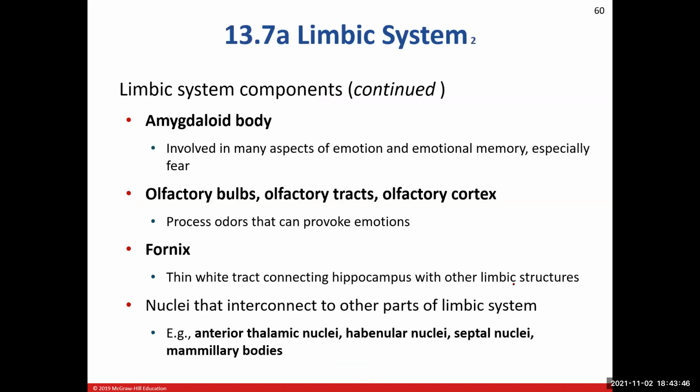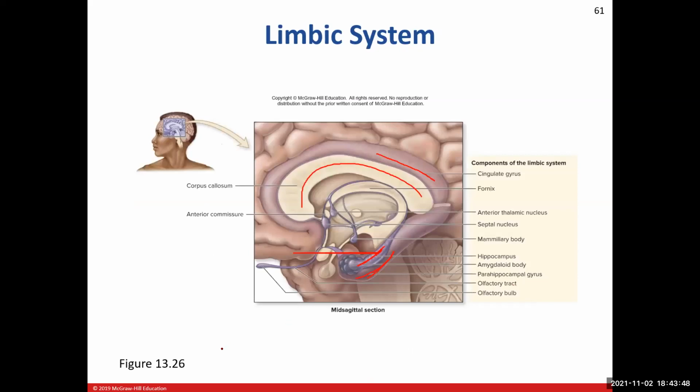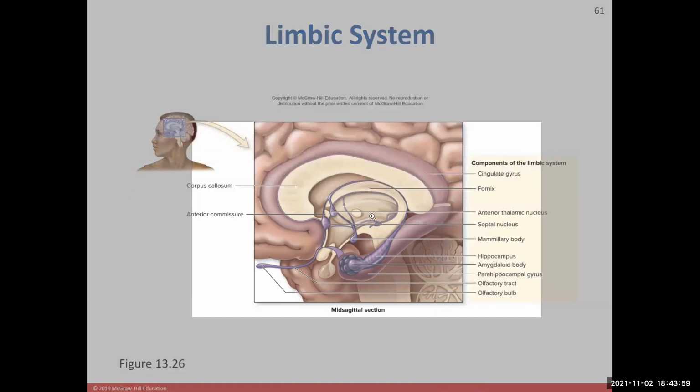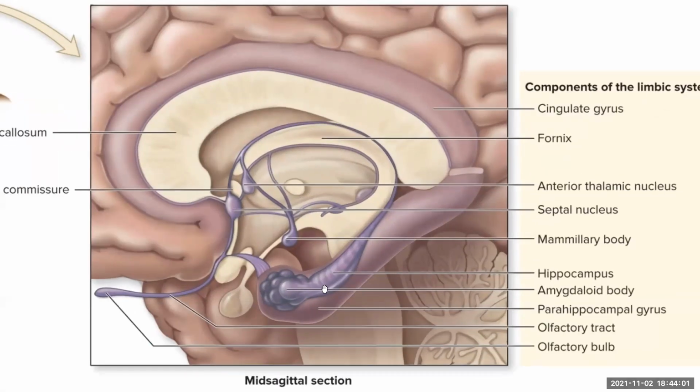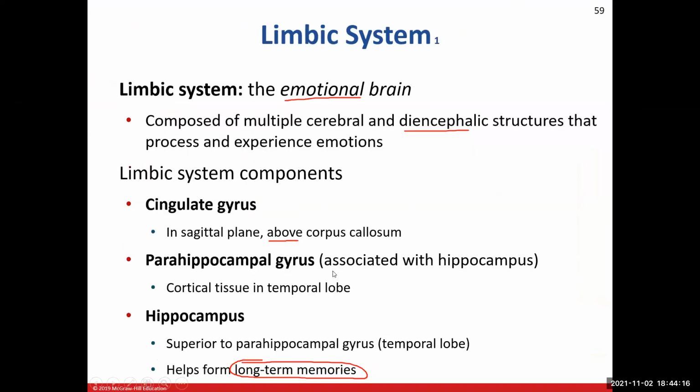Okay, so here's our hippocampus. Actually, we'll zoom in. There we go. Okay, so here's the hippocampus, and then below it, there's our perihippocampal gyrus. If you damage this area, you're going to have a difficult time. You will not be able to form long-term memories.